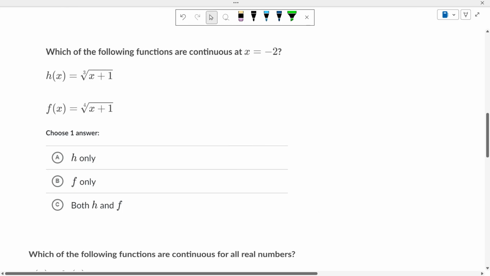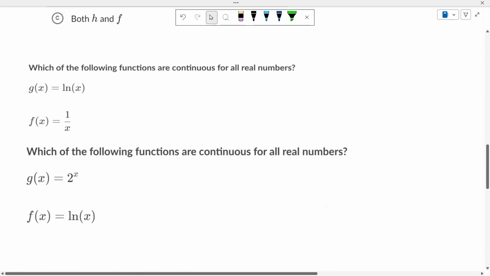Which of these is continuous at -2? Can you take the cube root of -1? Yes, you sure can. Can you take the fourth root of -1? No. So it's continuous at h only. Because this graph would stop at -1, and here's -2 over here. All right.